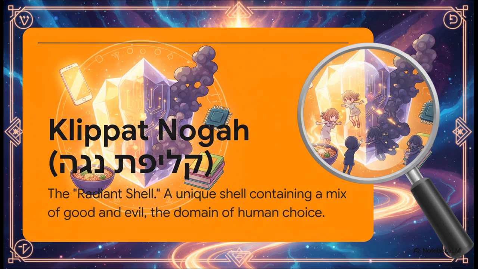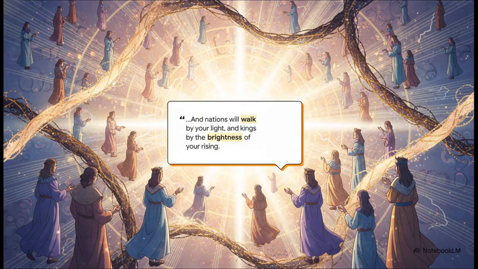Our choices determine what this shell becomes. When we use these things for a higher, holy purpose, we actually refine Klipat Noga. We make it more transparent to the divine light shining from within. But when we use them for selfish or negative purposes, we thicken the shell, making it more opaque, hiding the light even more. And this is the ultimate vision. The prophet Isaiah describes this incredible future where the entire world, the nations and kings, which represent the outermost layers of reality, are actually drawn to and walk by the divine light that is finally fully revealed. So the goal of Tikkun isn't to destroy the world and escape it, it's to transform it, to refine this Klipat Noga so completely that the outer shell becomes a perfect, radiant vessel for the inner kernel.